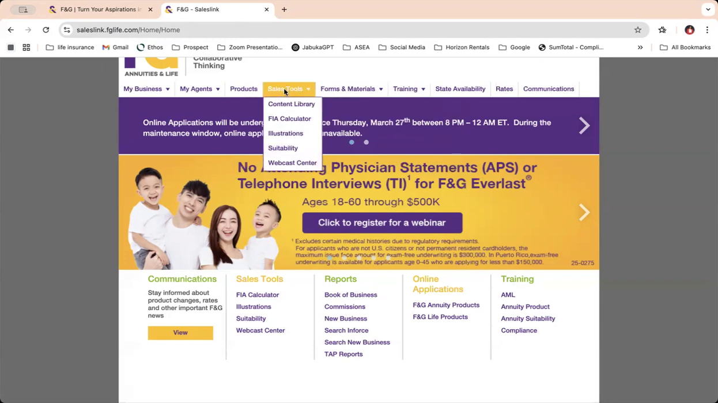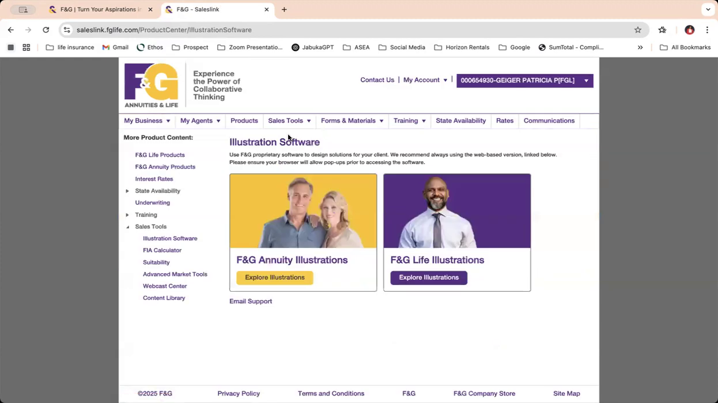So for today, we're going to go onto the sales tools. We're going to click on that tab. Once we click on it, these things are going to populate here: content library, the FIA calculator, illustrations, suitability, and all that. We're doing illustrations, so that's our concentration. So we go there. Once we click on that, this page is going to open for us, and it's going to look like this.